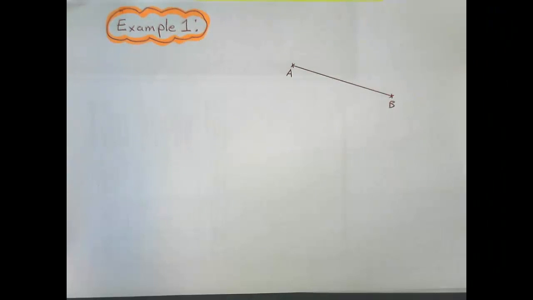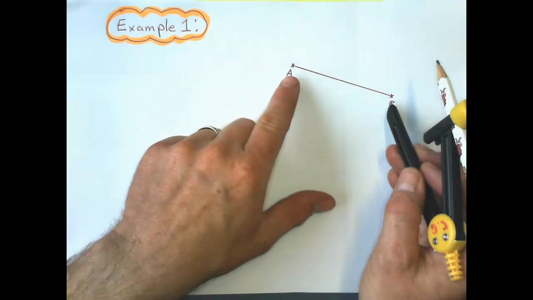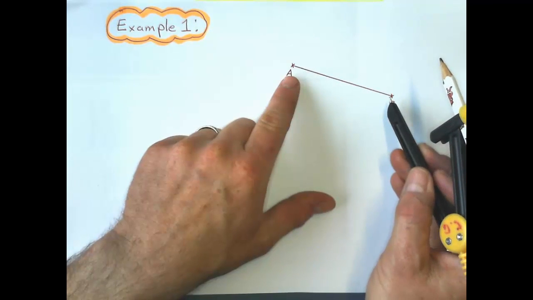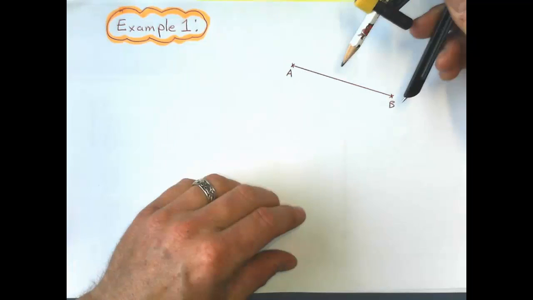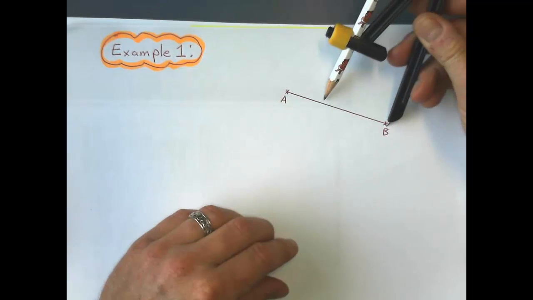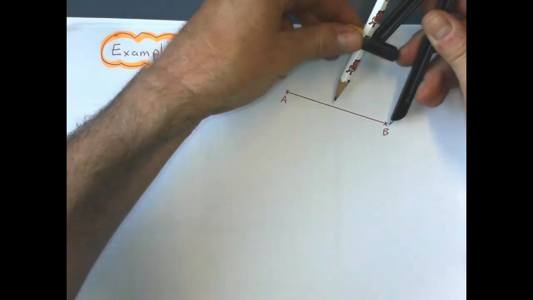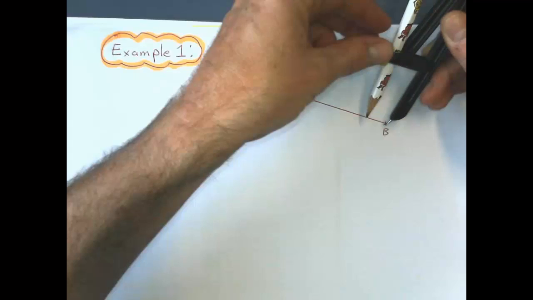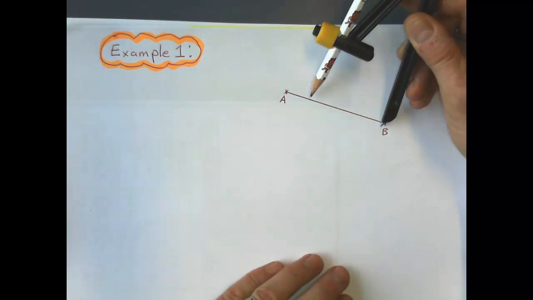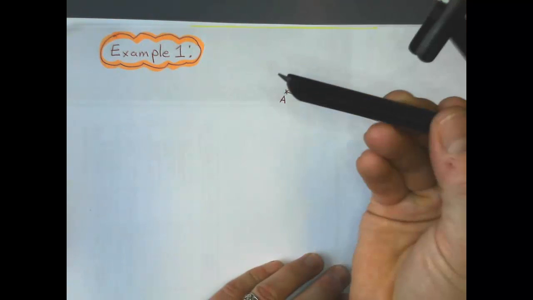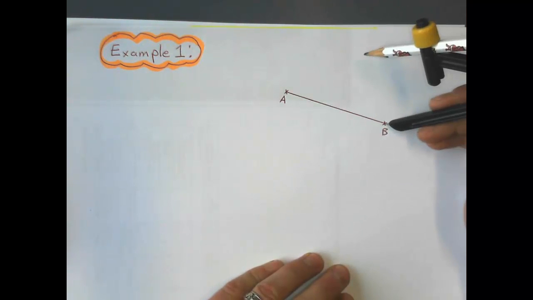All right, so our first example here, I've got my line segment right here, and I'm going to want to construct a perpendicular bisector. First up, get the compass and set it for anything over halfway the line segment. So that's too short, and that's too long.